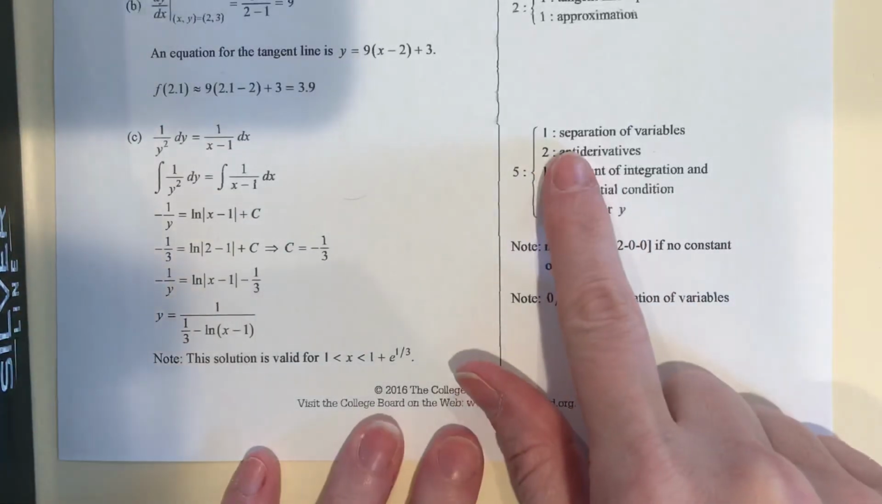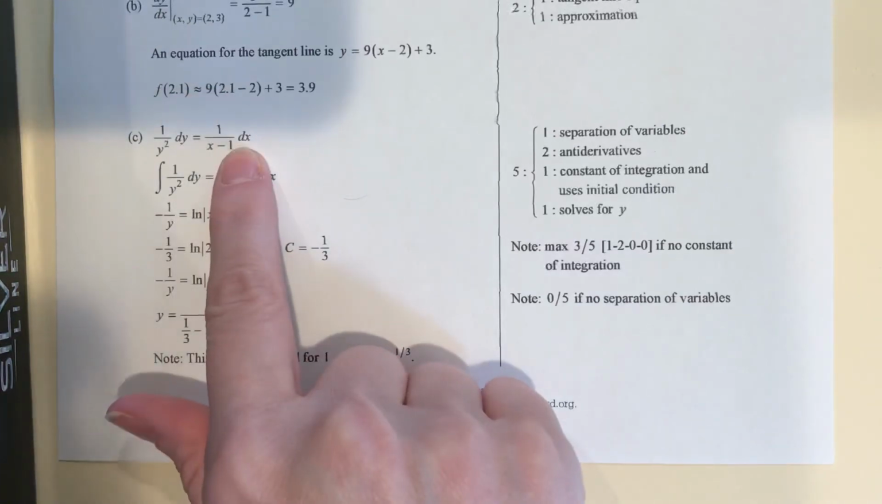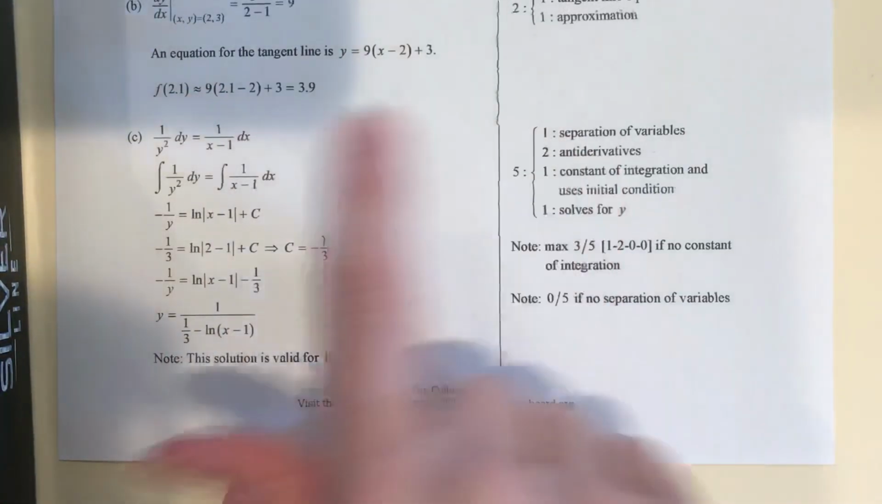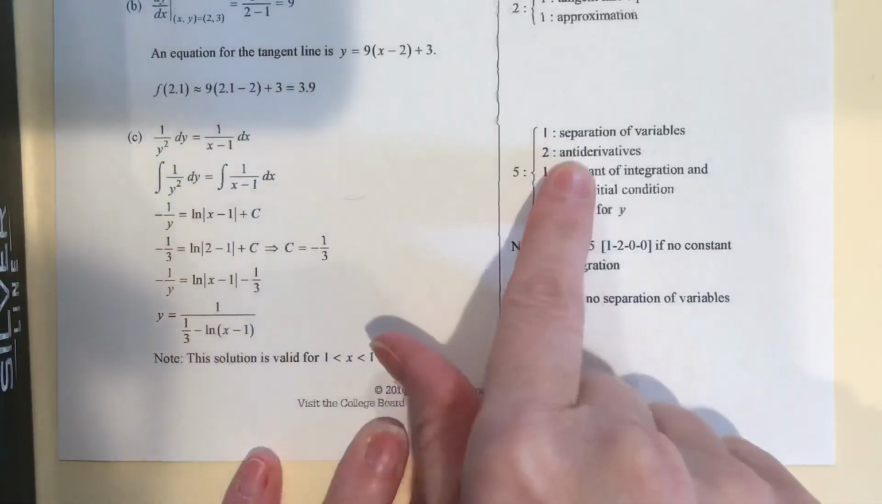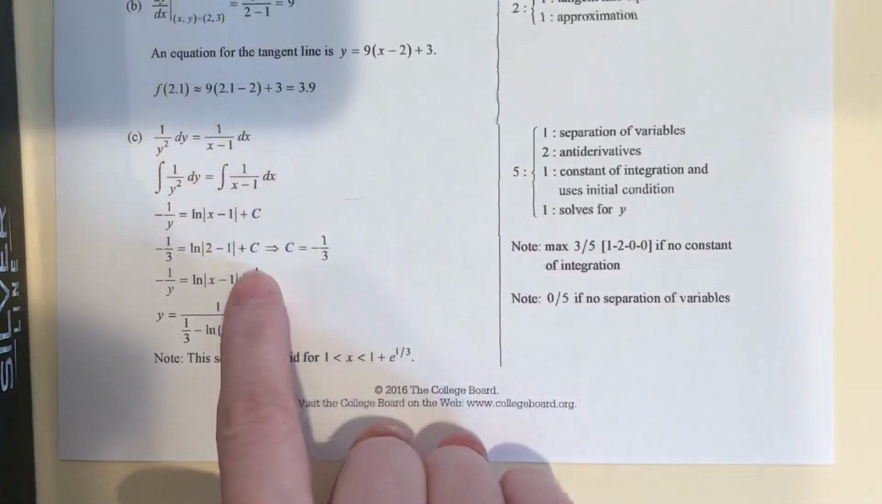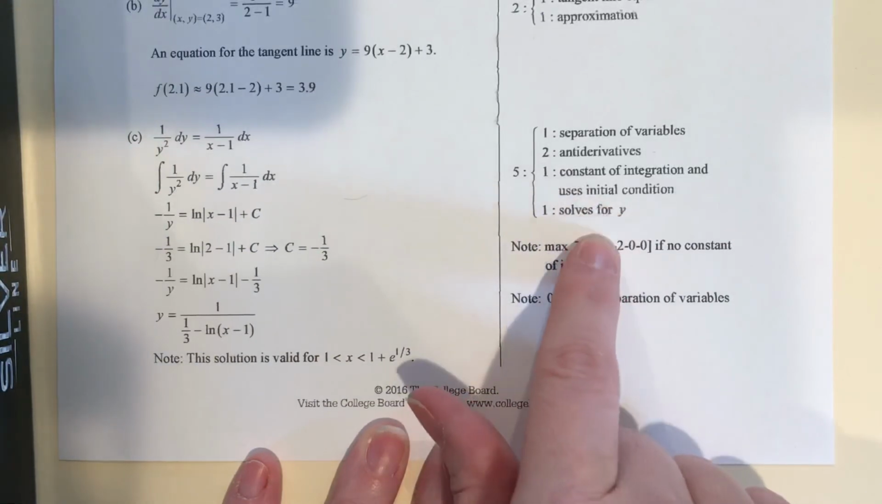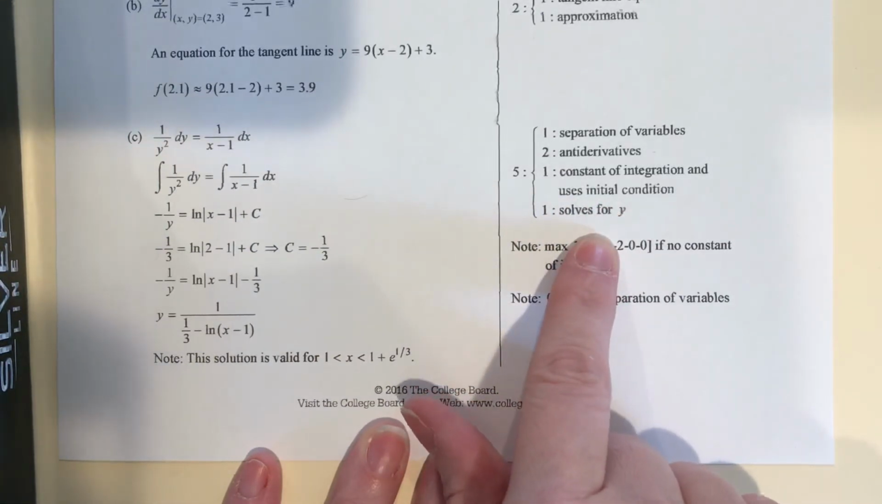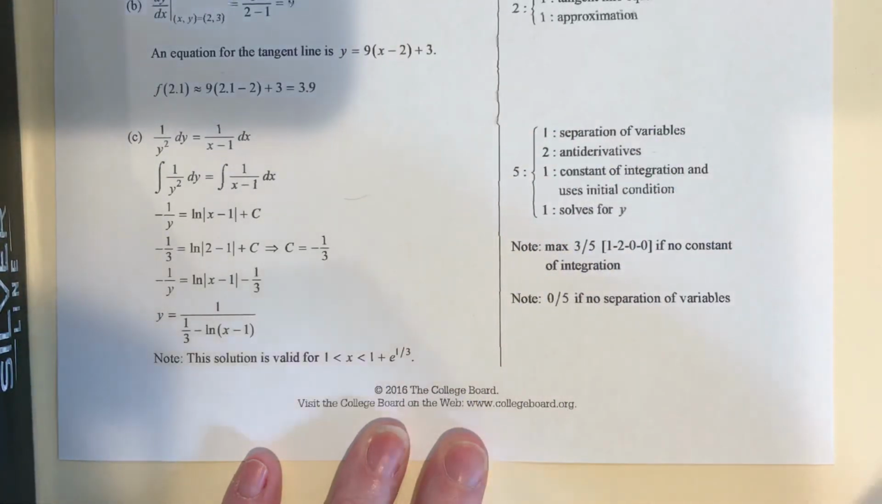1 point is for the separation of variables. So when you move the y's over to one side and the x's over to the other, you get a point for that. 2 points for taking the integral and having those correct. So if you miss one side, you would only miss 1 point there. 1 point if you remember to put your plus C and plug in your initial condition. And then 1 point for correctly solving for y. Now at any point, if you make a little mistake in there, but all of the rest of your work is correct according to your mistake, you would get credit for everything except for that initial mistake that you made.